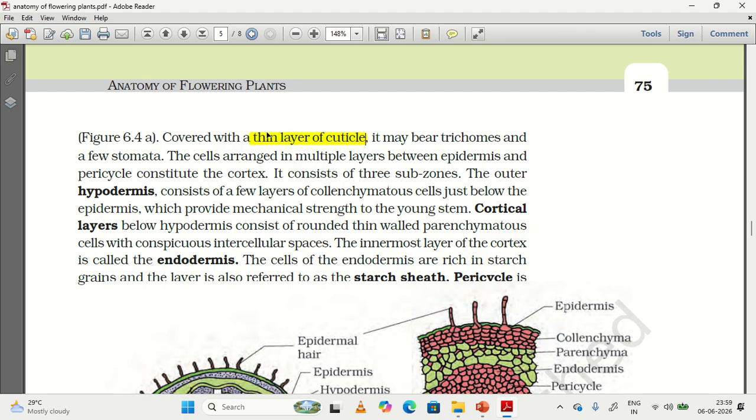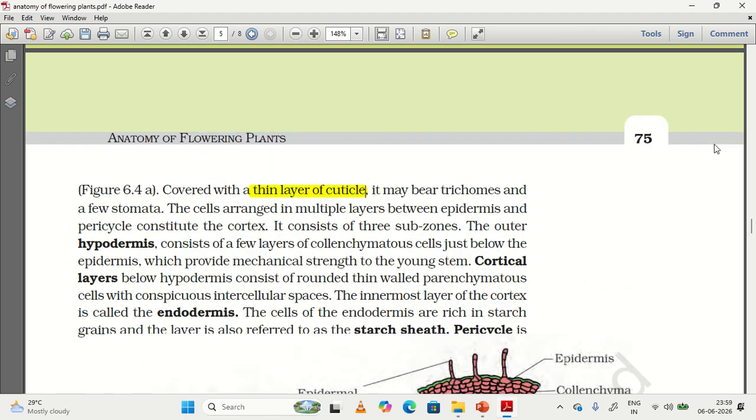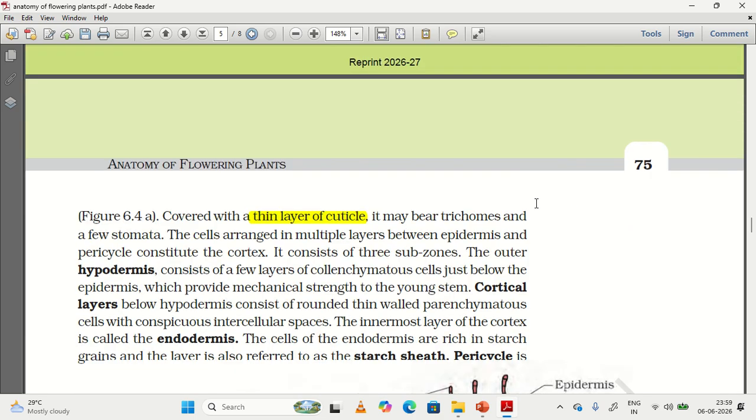In roots, we have seen the root hairs. The extension of the epidermis is root hairs. Since the roots participate in the process of absorption of water, root hairs help in the absorption of water and minerals from the soil. Here in the stem, the outermost layer is epidermis and it is covered with a layer of cuticle. In the dicot stem, it may bear trichomes and a few stomata.